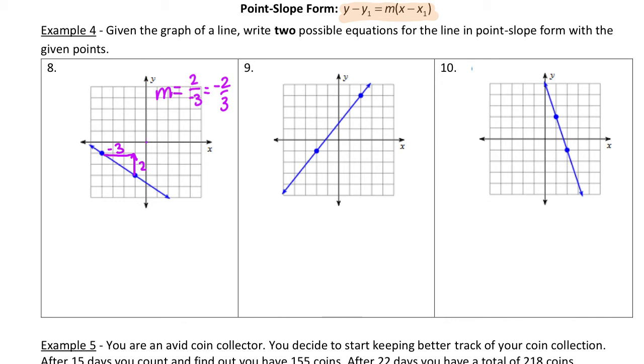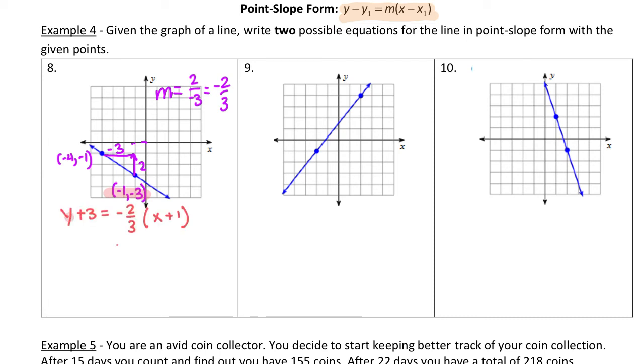Now my points are given here. I just have to figure out what the point is. So the x value of this point right here is negative 1, and the y value is negative 3. The other point is negative 4 is the x value, and negative 1 is the y value. We're going to write two equations. So the first time I'm going to use this negative 1, negative 3, and I'm going to put that into my point slope formula.